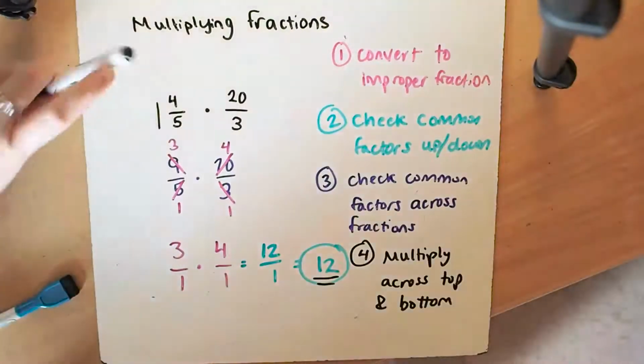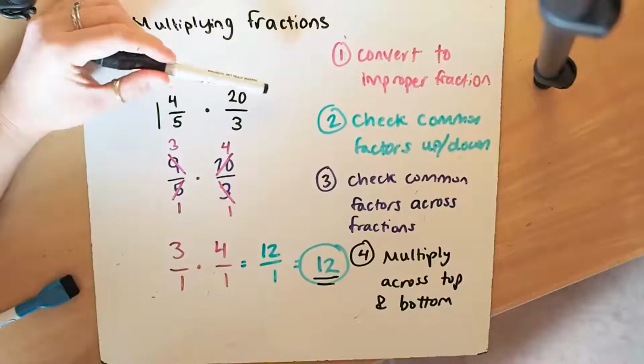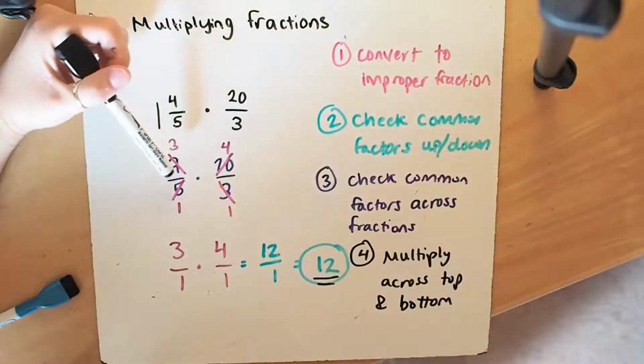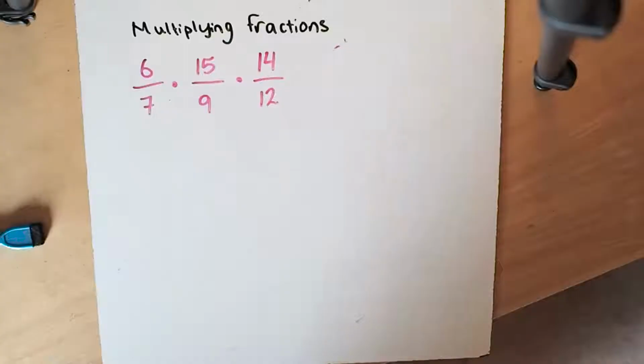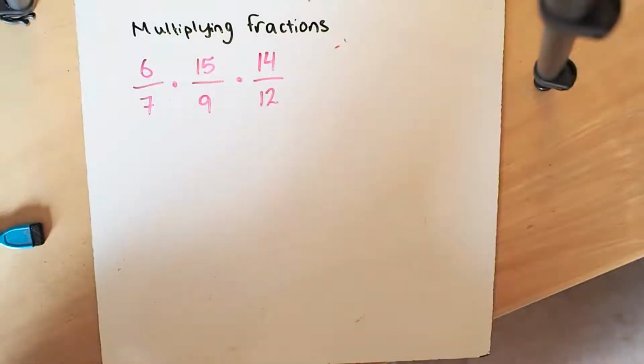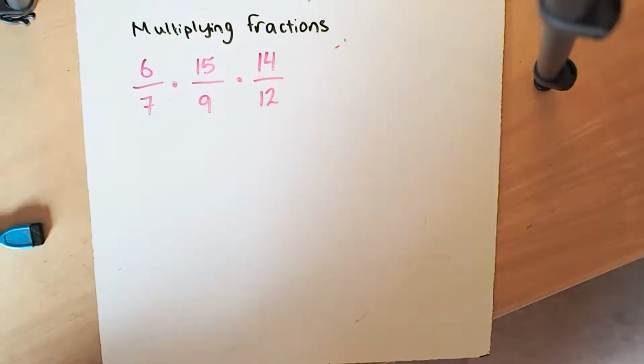So to review, we converted to an improper fraction, we checked for common factors up and down, then across fractions, and we multiplied across the top and the bottom. Let's do a more difficult example. This one has 3 fractions. However, we don't have any mixed numbers, which means we don't have to convert into improper fractions first. That part has already been done for us. So all we need to do is start checking for common factors.